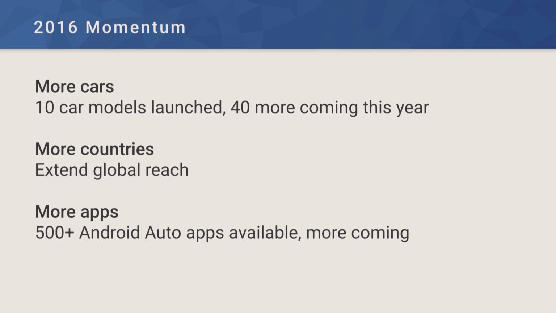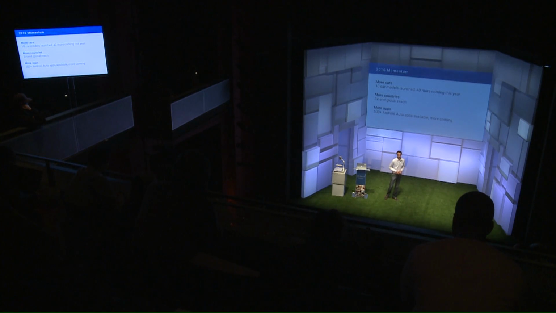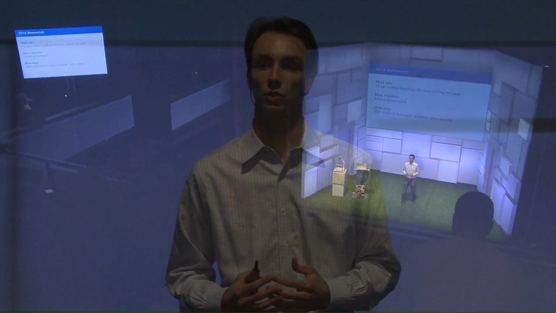In 2016, we will continue this great momentum in several ways. There will be more cars hitting the road. We have about 10 models out there right now, and there will be 40 more coming this year. This will really bring the reach to a lot of users. There's also more countries. We launched with a couple of countries, but this year we're really extending it to be a global reach of Android Auto.